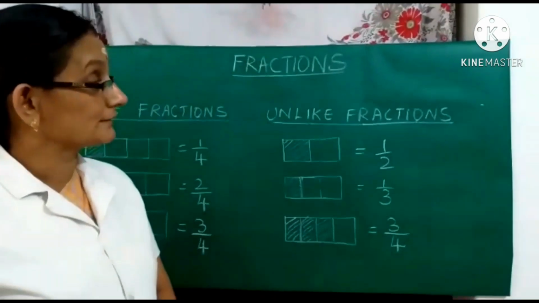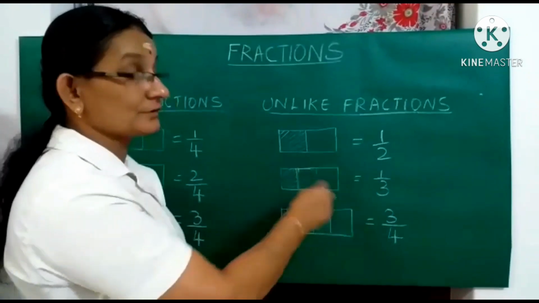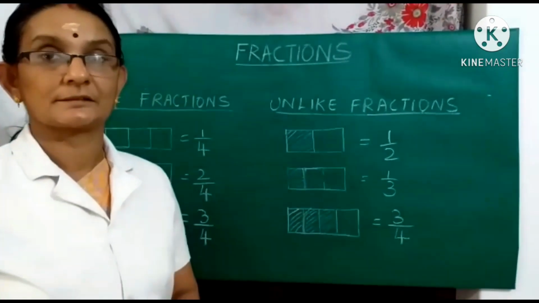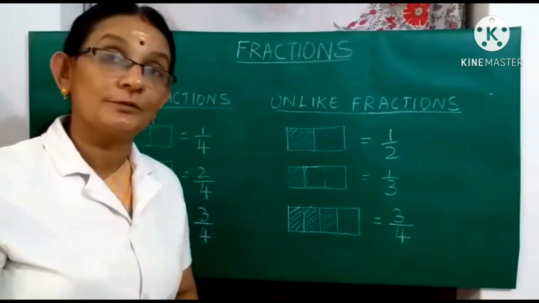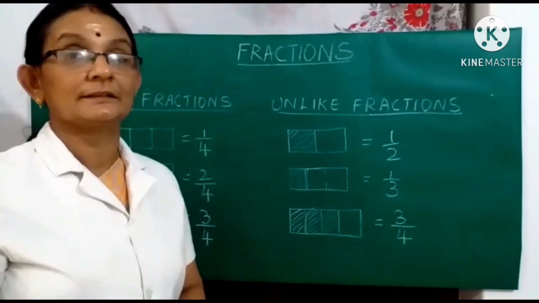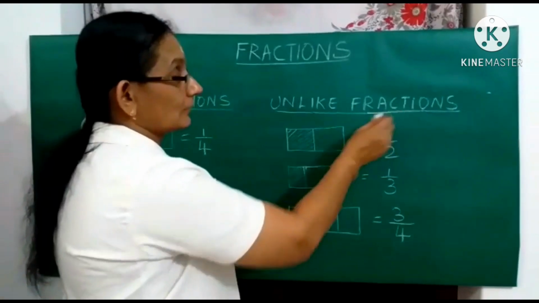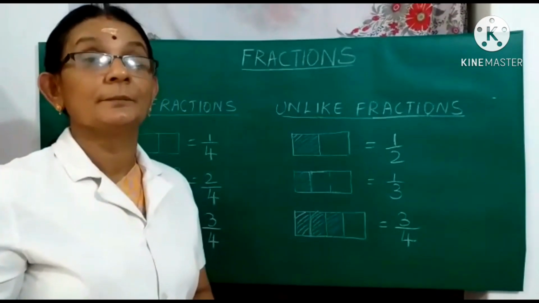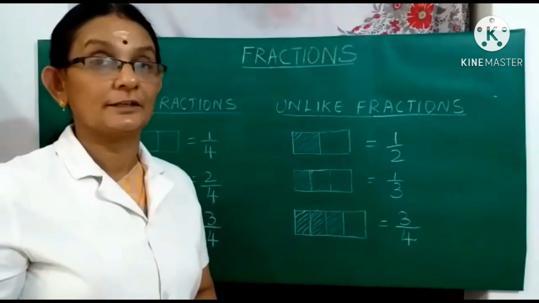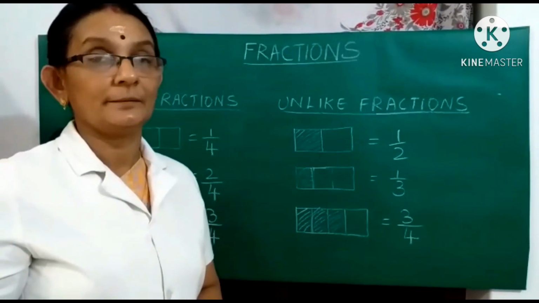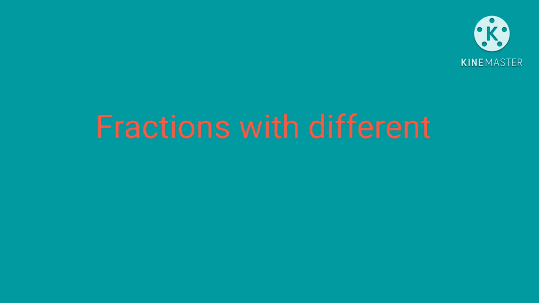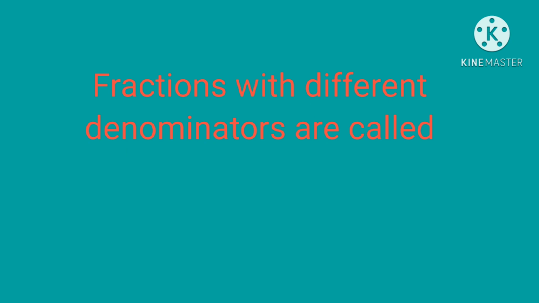So here you can see that the fractions have different denominators. So what can you tell from this? Yes, they are called unlike fractions. They are called unlike fractions because they have different denominators. Okay? Fractions with different denominators are called unlike fractions.